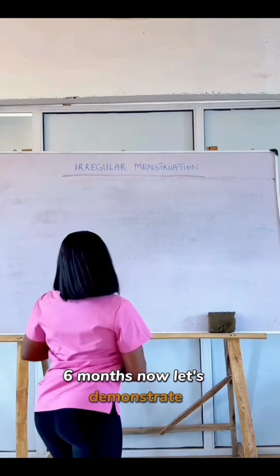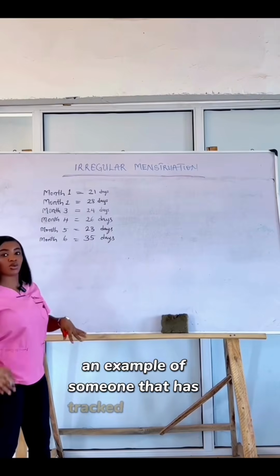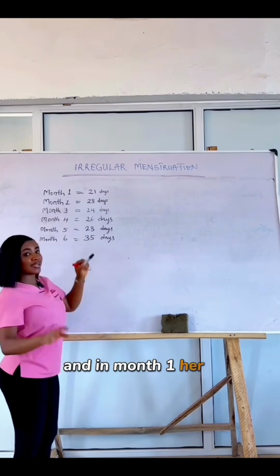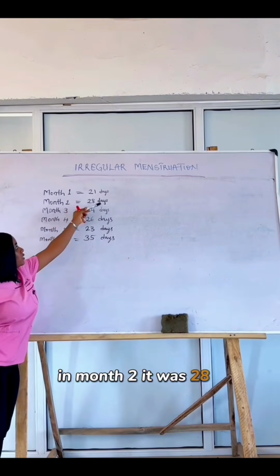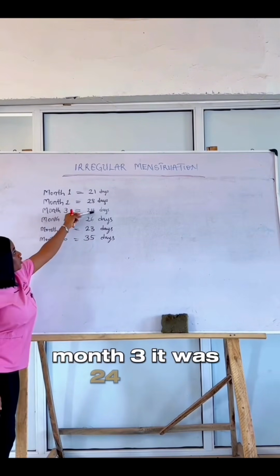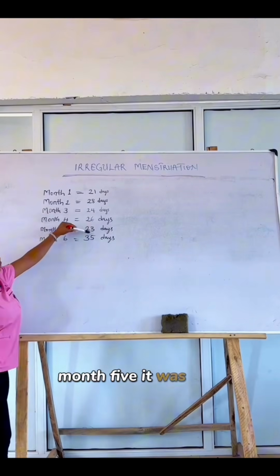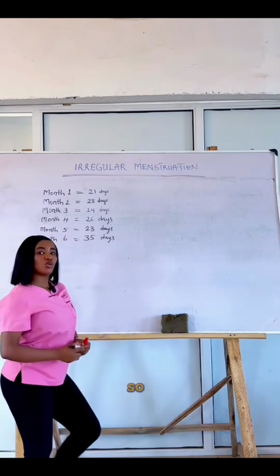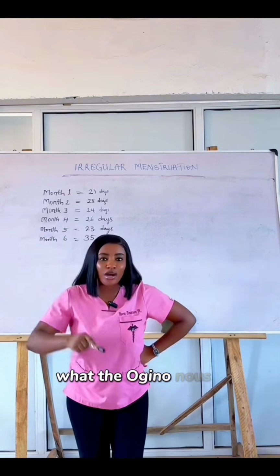Now, let's demonstrate. The illustration on the board shows us an example of someone that has tracked her period for complete 6 months, and in month 1 her cycle length was 21 days, in month 2 it was 28 days, month 3 it was 24 days, month 4 it was 26 days, month 5 it was 23 days, and then at month 6 it was 35 days. So the formula that we are going to use is what we call what? The Ogino-Knaus formula.